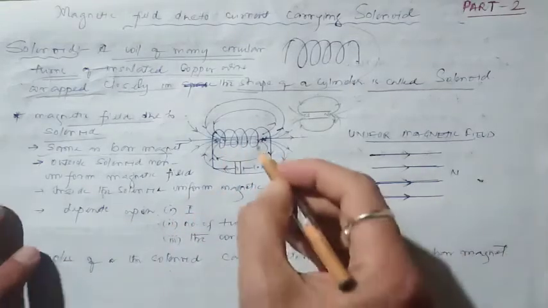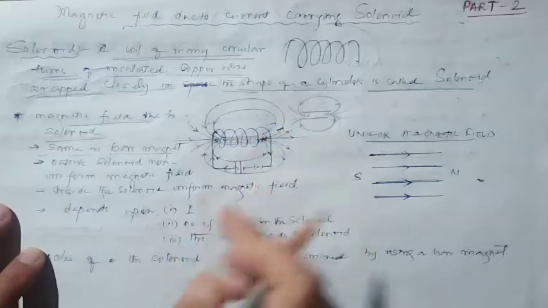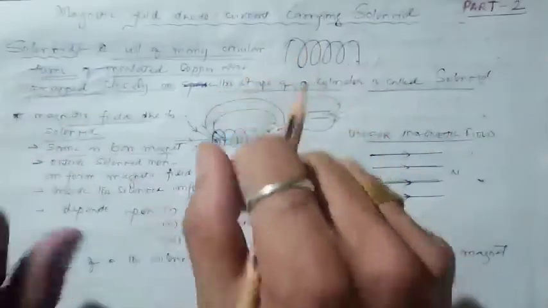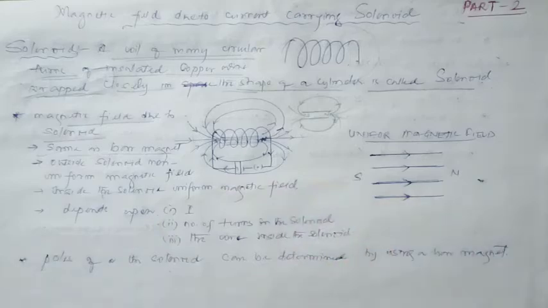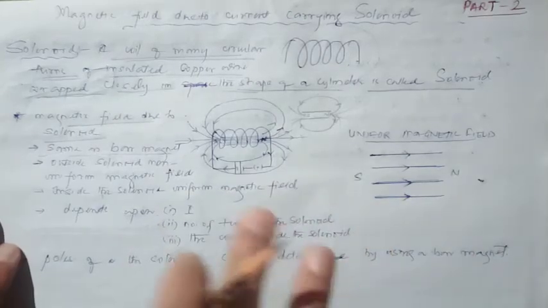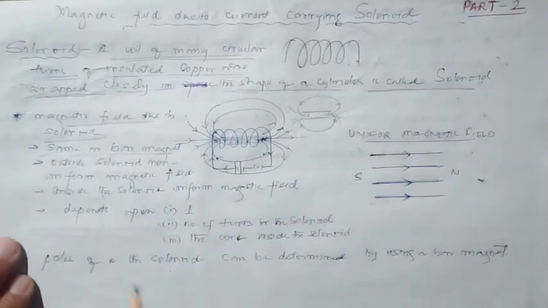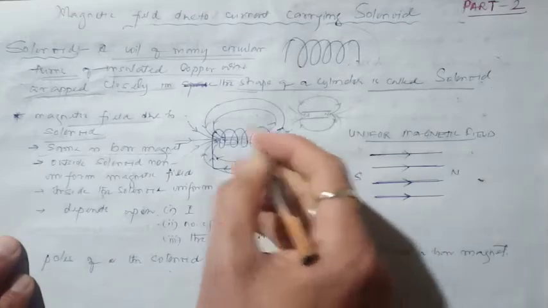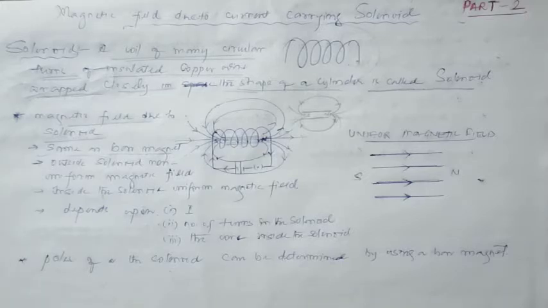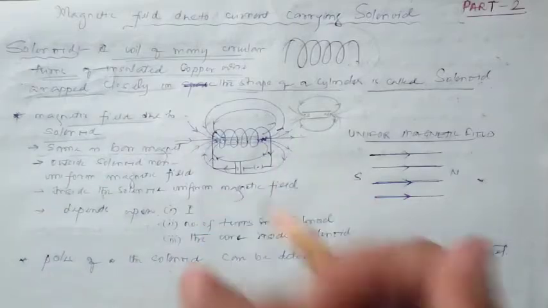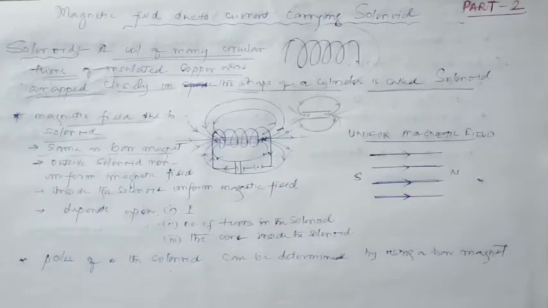So student, outside the solenoid, you can see the magnetic field lines are not the same everywhere, not distributed uniformly. So the magnetic field outside the solenoid will be non-uniform in nature. But inside the solenoid, the magnetic field will be uniform in nature. So you may be asked, name one source of a uniform magnetic field. We can say it's inside the solenoid, where the magnetic field is uniform.